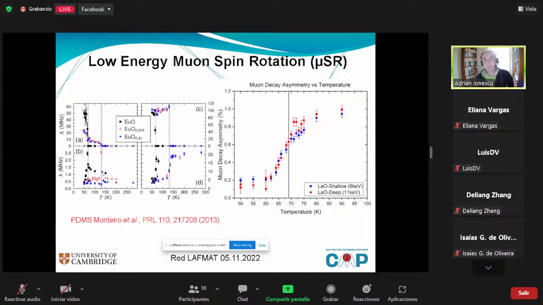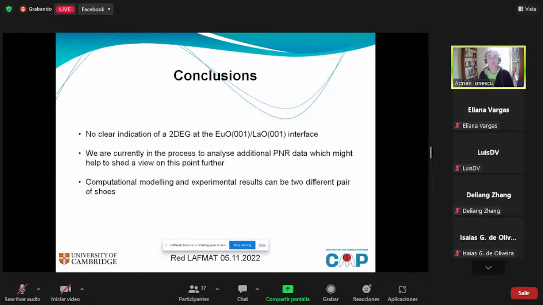but that said, there are limitations to the usage of low energy muon spin rotation techniques to properties of ultra thin regions at the interfaces. So we decided that as there was no clear indication of a two-dimensional electron gas at this interface, we would do polarized neutron reflectivity, so do neutron scattering with polarized neutrons to have a better view on this point.